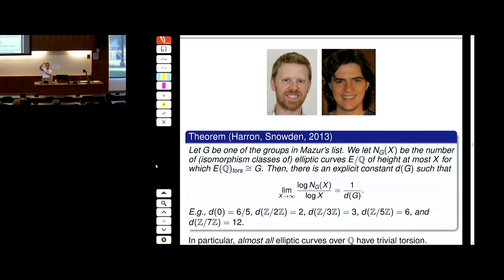Okay, so yes, question. Sorry if you already said this, but are all of these rational numbers? Yes. In fact, the only one that is not rational is d of 0. So the d(G)'s are all natural numbers.